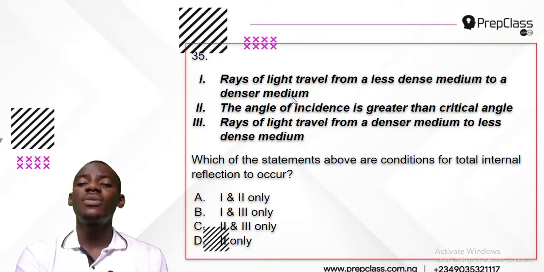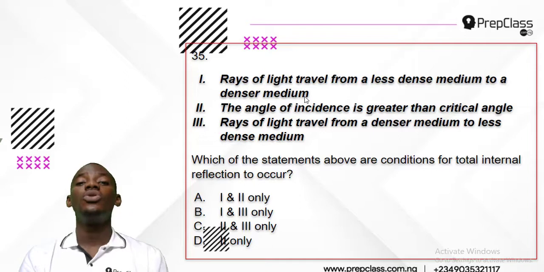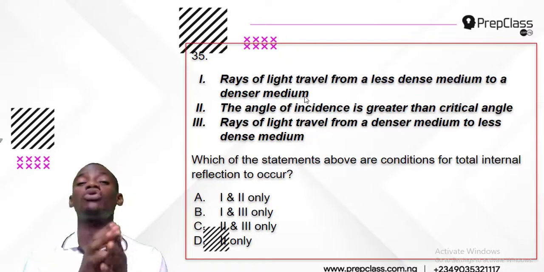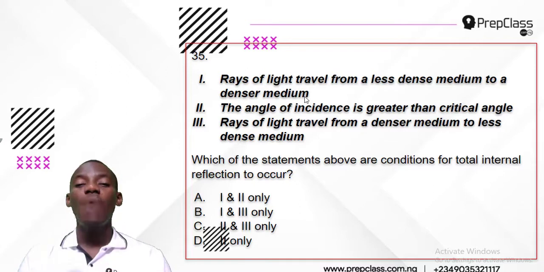The ray of light travels from a less dense medium to a denser medium. That is actually not true. So number one is not true, because you are in the pool. It must be traveling from your eyes, that means from a denser medium to the air. So you are inside the water.